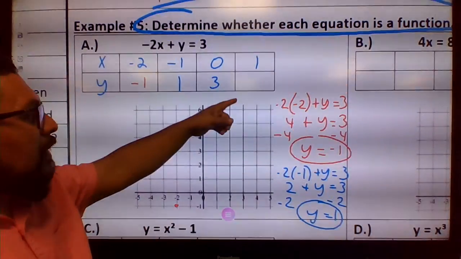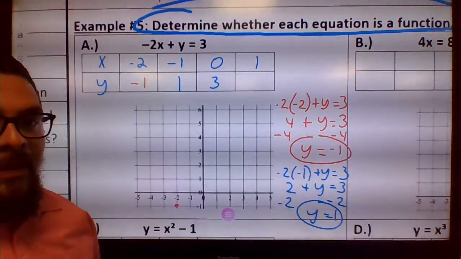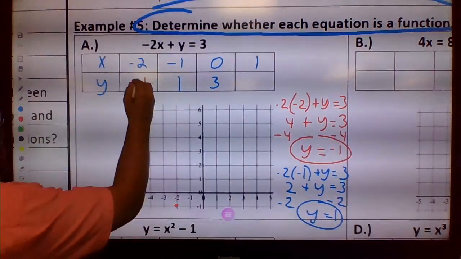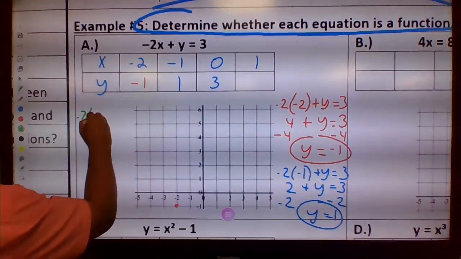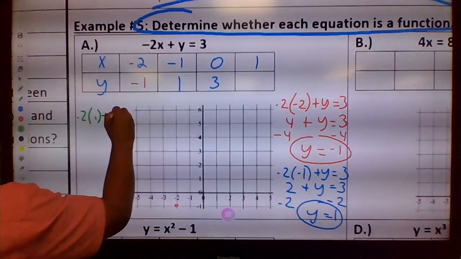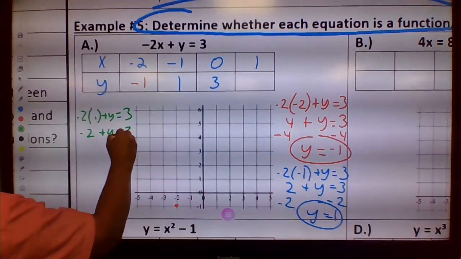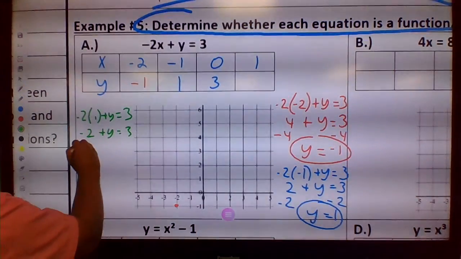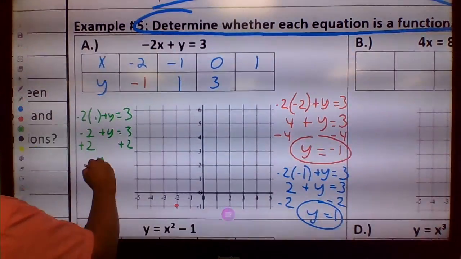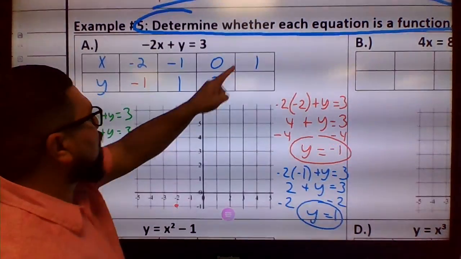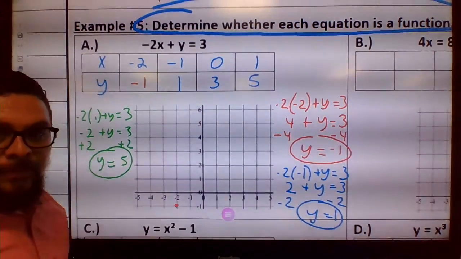And then the last one, we can also do it mentally, but let's go ahead and put the answer here. It's -2 times 1 plus Y equals 3. So this is -2 plus Y equals 3. So you add 2, Y equals 5. So in this case, when X equals 1, Y equals 5.